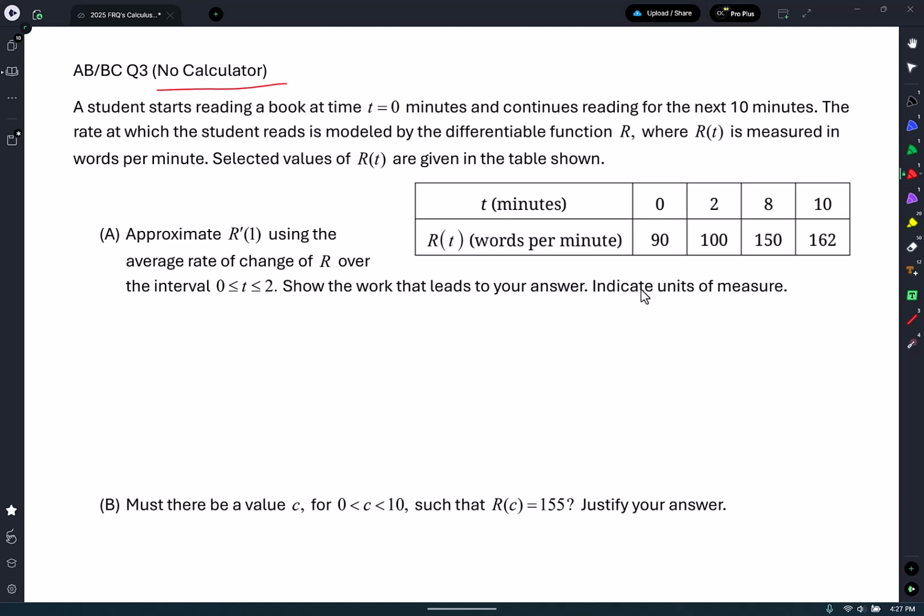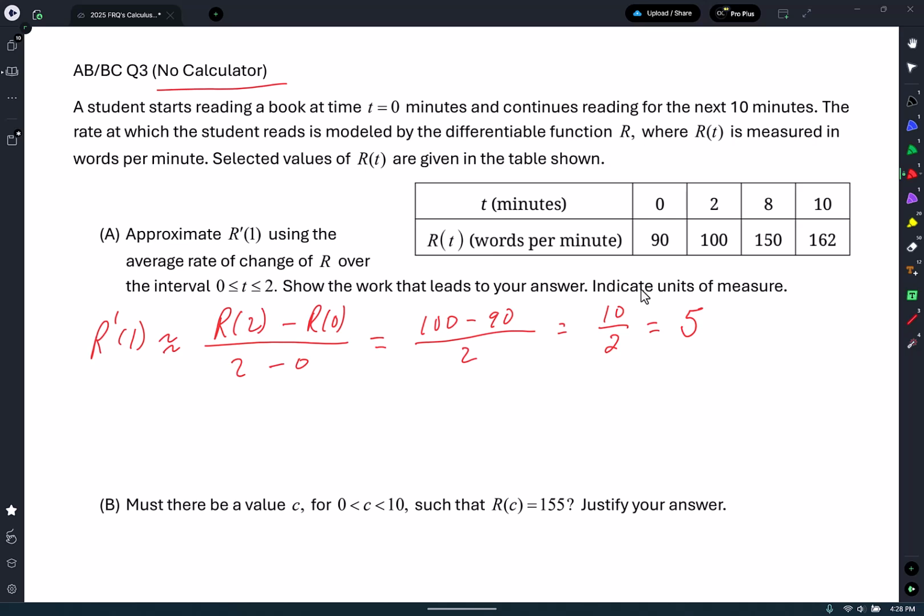Okay, all right. So R prime 1 is approximately, do you remember how to do this one? Yeah. Perfect. Heck yeah, you got it right. So R of 2 is 100, R of 0 is 90, divided by 2. 100 minus 90 is 10. And 10 divided by 2?